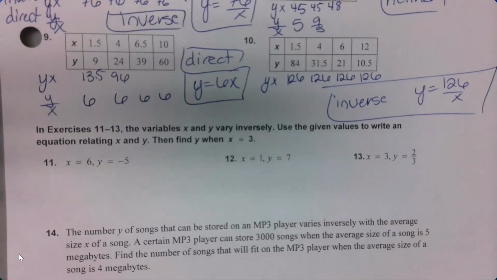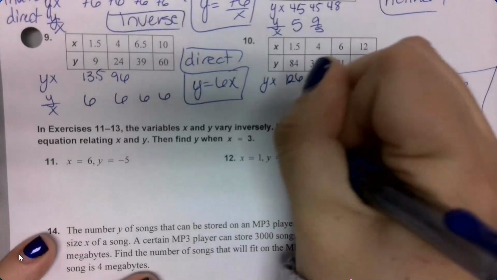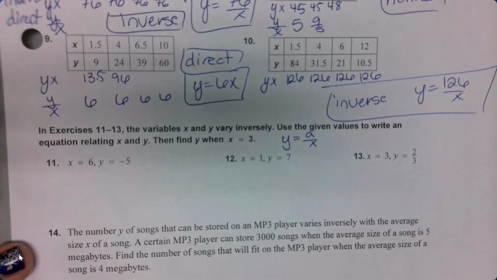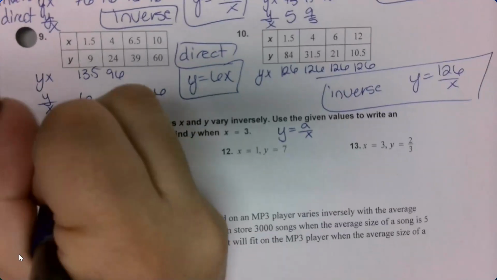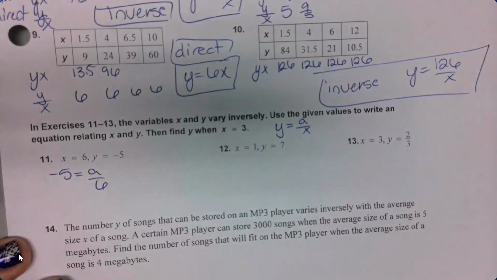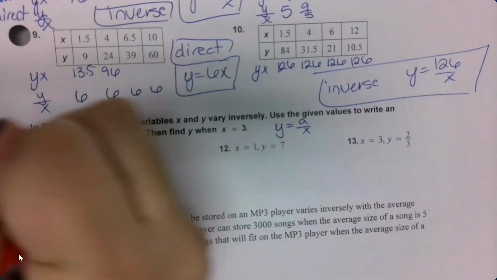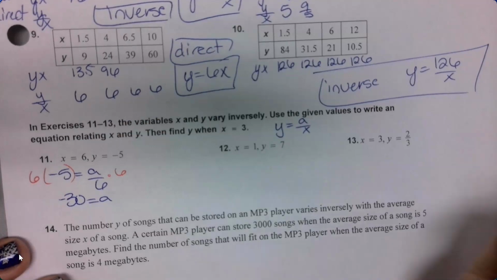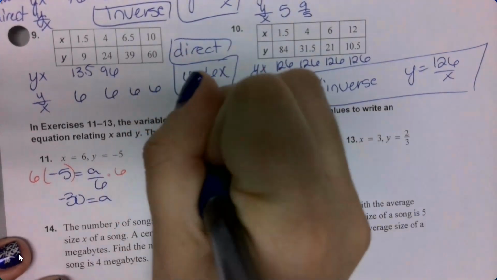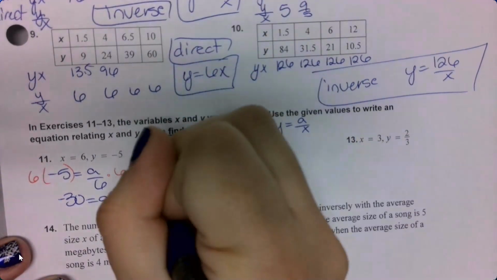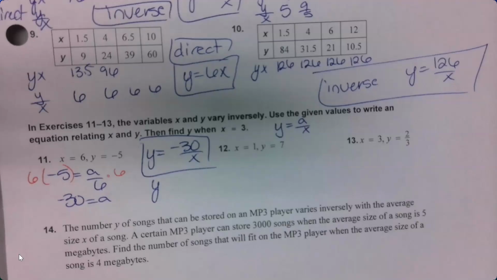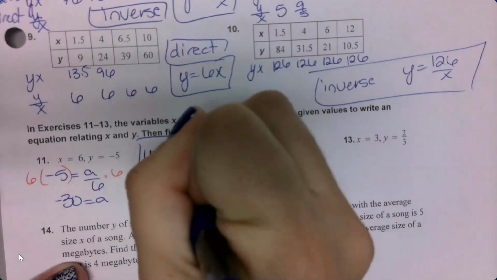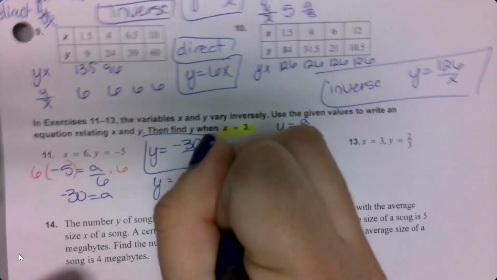This one tells me that they vary inversely, so I am using the form y equals a over x. I'm going to write an equation and then find my value when x equals 3. So, first one I'm going to have is negative 5 equals a over 6. I want to get a alone. I'm going to multiply both sides by 6. That gets me negative 30 for my a value. And then I want to write my equation. That's going to be y equals negative 30 over x. Next part is to plug in the negative 3 and solve. So I have y equals negative 30 divided by negative 3, which gives me negative 10.